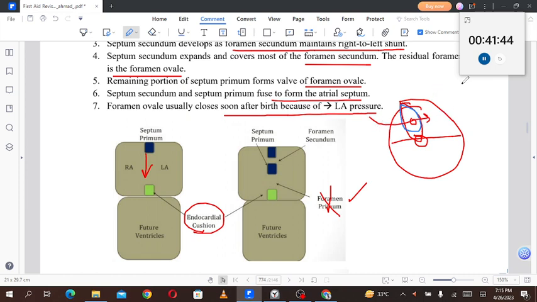But as soon as the lung expands and the blood starts coming from the lungs into the left atrium, the left atrial pressure increases in comparison to the right. So this closes the flap over the left atrium, and resultantly we get the closure of the foramen ovale.